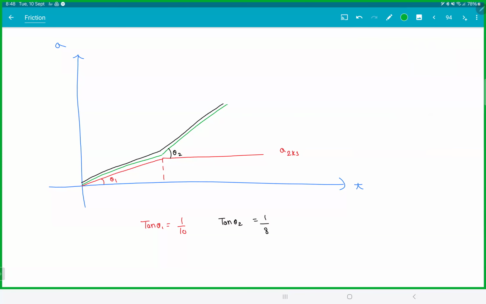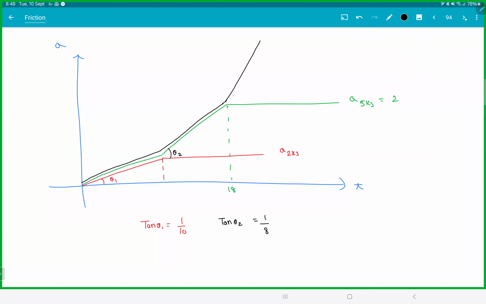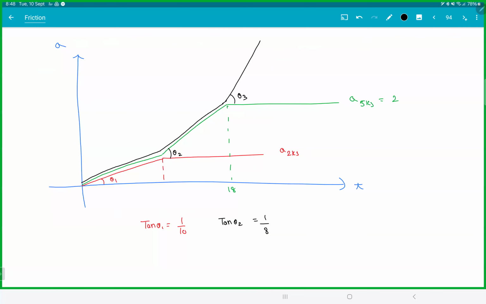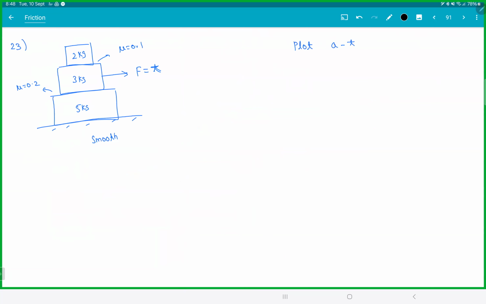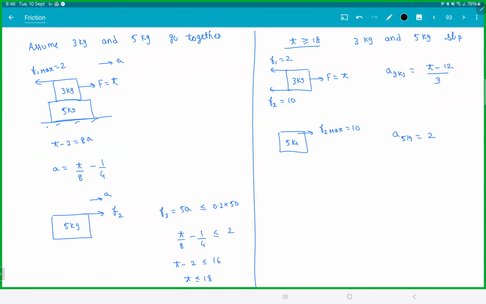And then this is your 5 kg. This guy became constant. This happened at 18 seconds. That became 2. Then the 3 kg bumped up even more. This guy became t by 3 minus 12. This is the 3 kg. So it did change a bit. I think here the slope was 1 by 5, here it is 1 by 3. The problem changed after this. The slipping happened at 18 seconds.